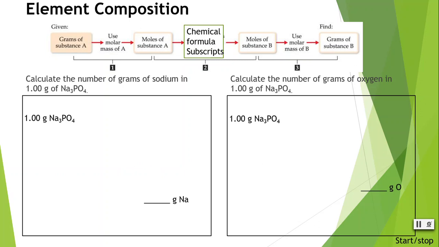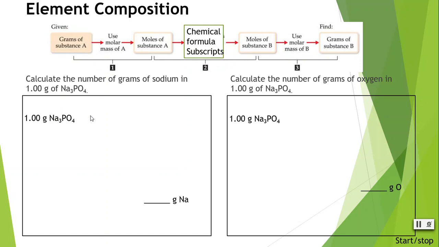So in both of these problems, I have 1 gram of Na3PO4, sodium phosphate. And for this first problem, I want to calculate how many grams of sodium, grams of Na, are in 1 gram of sodium phosphate. So I have this little flow chart up here to kind of center yourself as to see what you're given and where you're going. We have grams of some substance, sodium phosphate. I need to get to grams of part of it, specifically grams of sodium.